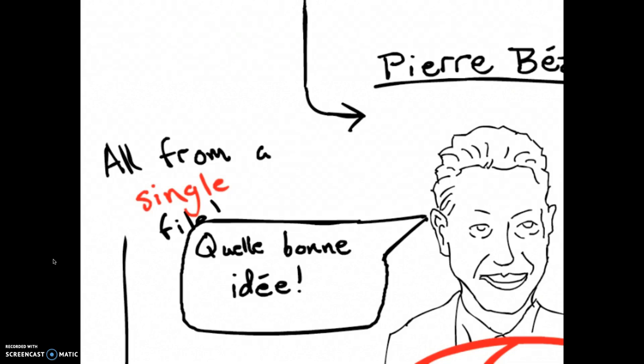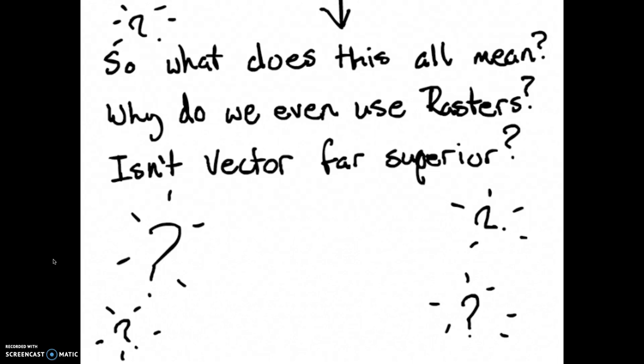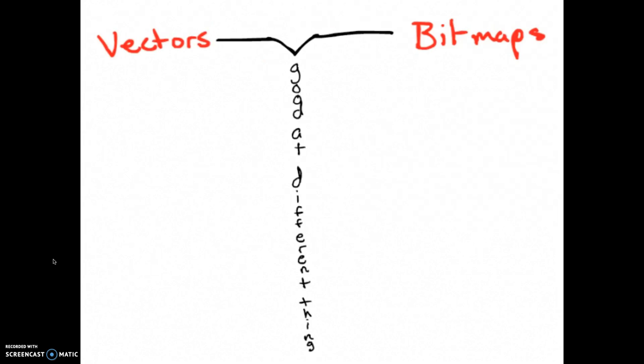So what does all of this actually mean? Why do we still use bitmap? Isn't vector far superior to raster in every way? Well, it is and it isn't. See, vectors and bitmaps are good at different things.